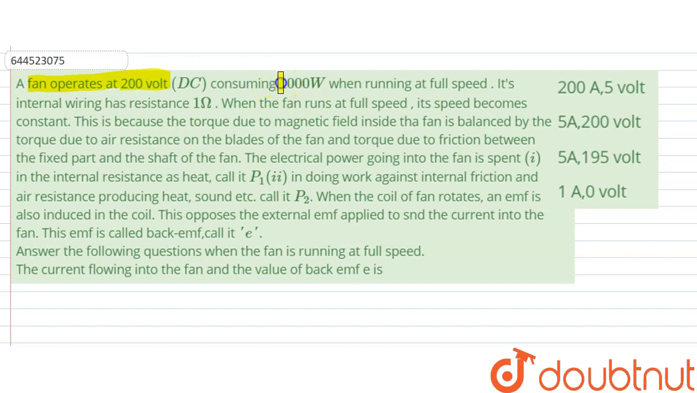Hello, we are given a question, and the question says a fan operates at 200 volt DC, consuming 1000-watt power when running at full speed. Its internal wiring has resistance 1 ohm. When the fan runs at full speed, its speed becomes constant.